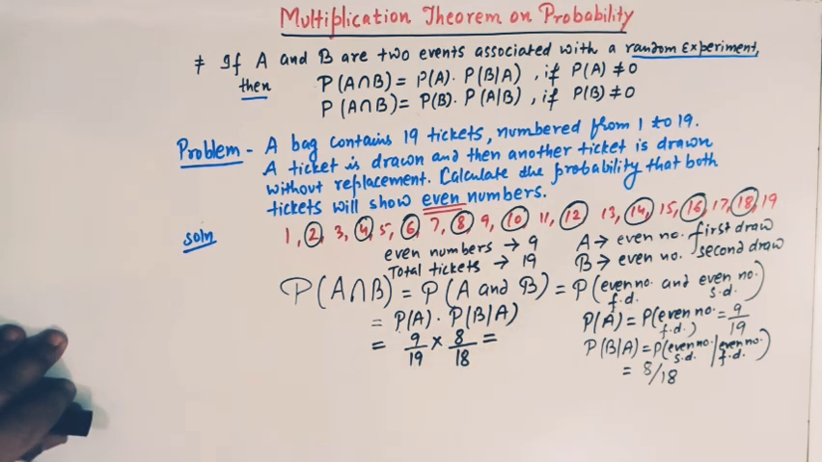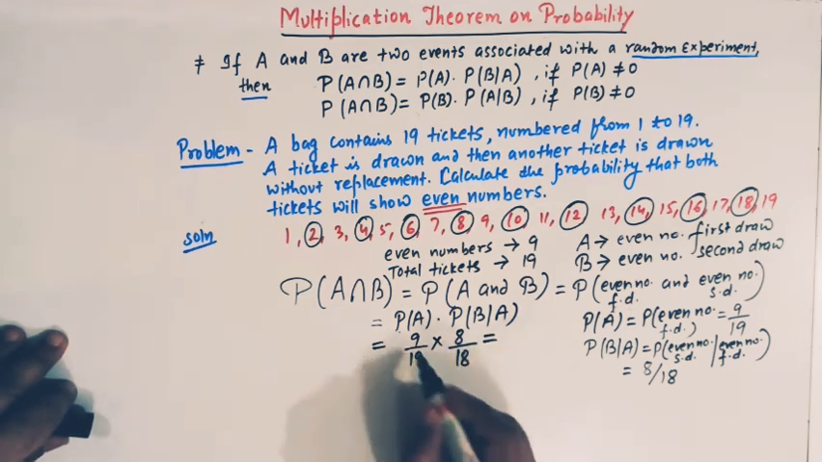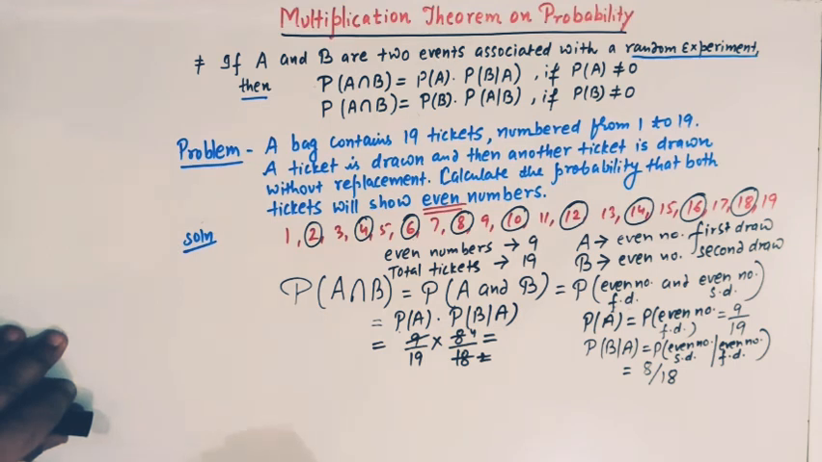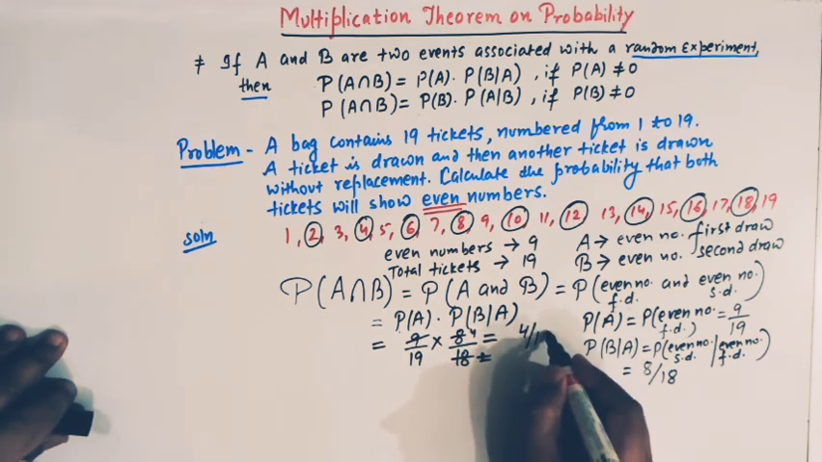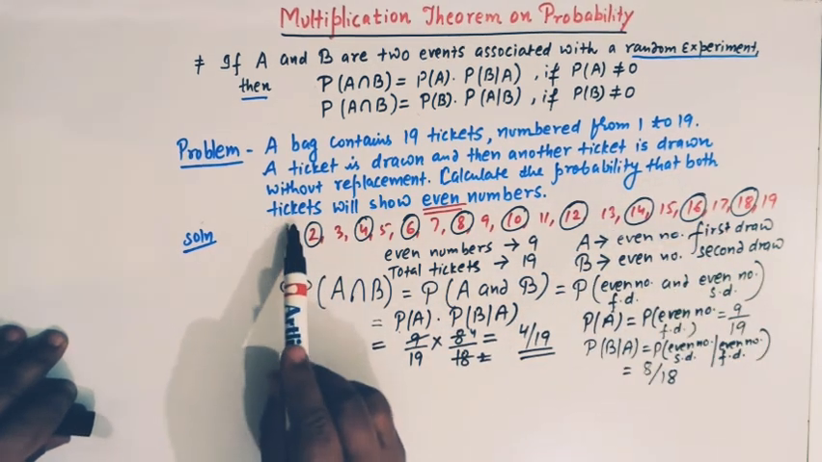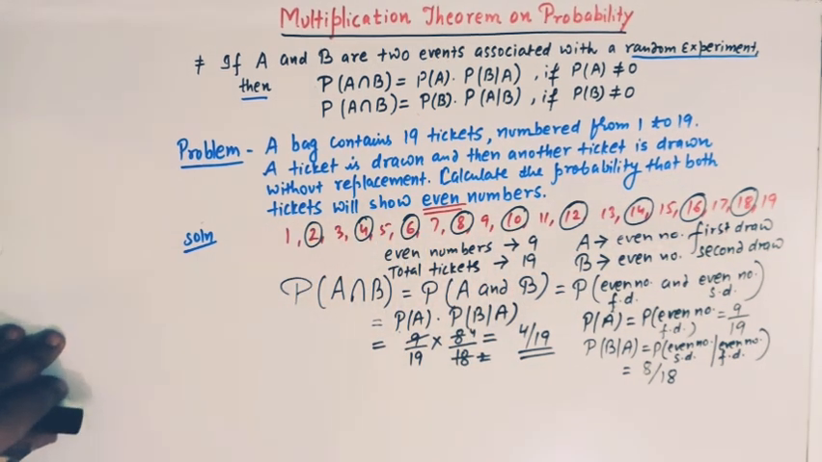Now if we simplify it, 9 2s are 18, 2 4s are 8, so we'll have 4 over 19. So this is the required probability that both the tickets will show even numbers.